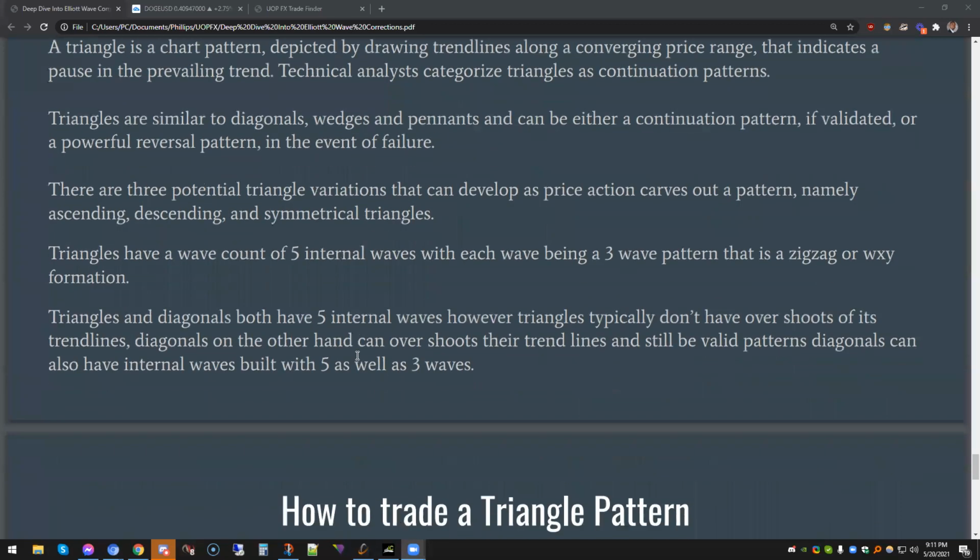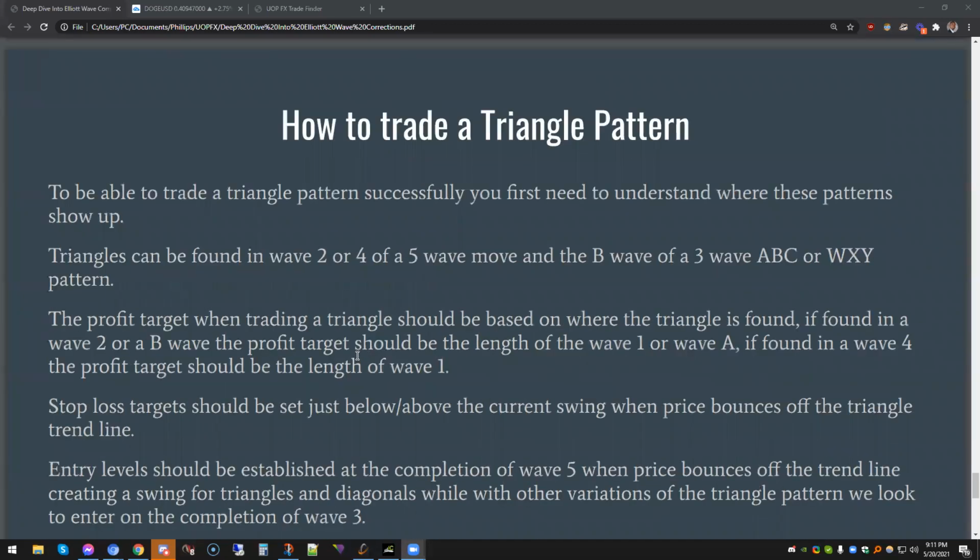All right. So how to trade a triangle pattern? How do we trade a triangle formation? To be able to trade a triangle successfully, you first need to understand where these patterns show up. Triangles can typically be found in wave 2 or a wave 4 of a 5-wave move.